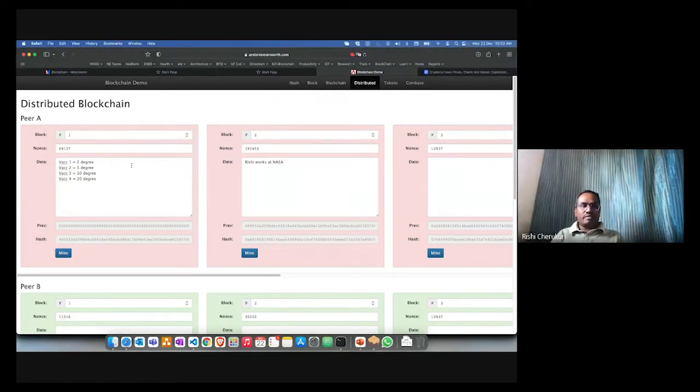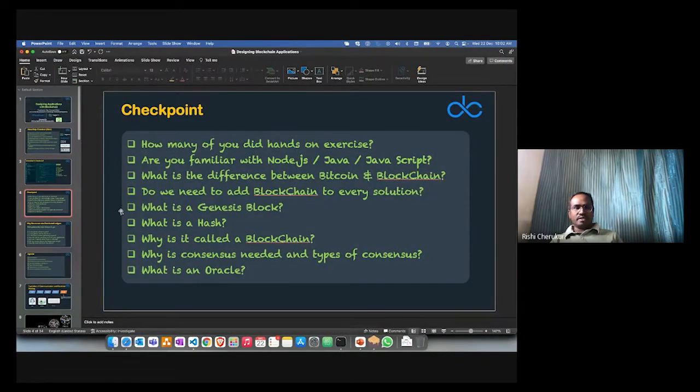So like this, you have a lot of data, and all of this data comes together, and it becomes your distributed chain. So that's what is your blockchain. What is consensus? Guys, what is consensus? Any answers?